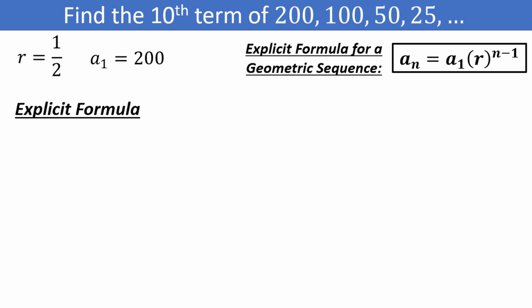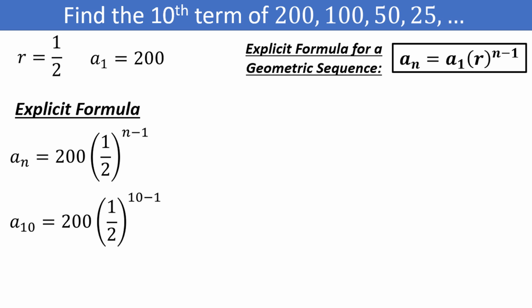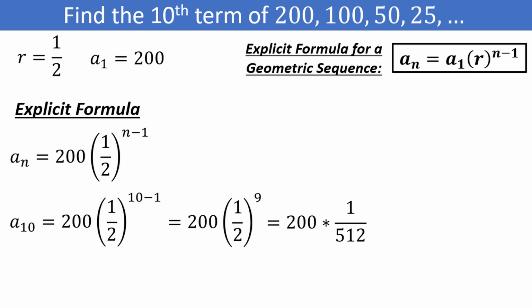The explicit formula for this geometric sequence is a sub n is equal to 200 times 1/2 to the n minus 1 power. We can plug in 10 for n to find the 10th term. We have a sub 10 is equal to 200 times 1/2 to the 10 minus 1 power, which is 200 times 1/2 to the 9th power. 2 to the 9th power is 512, so we have 200 times 1 over 512. This simplifies to 25 over 64, so the 10th term in the sequence is 25 over 64.